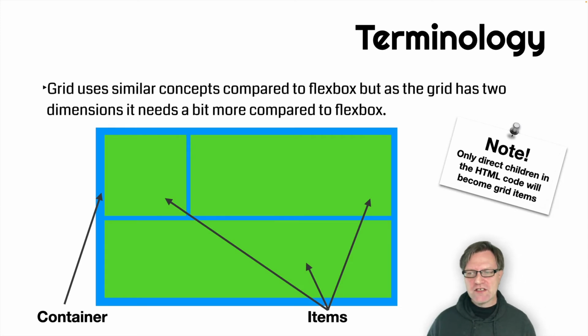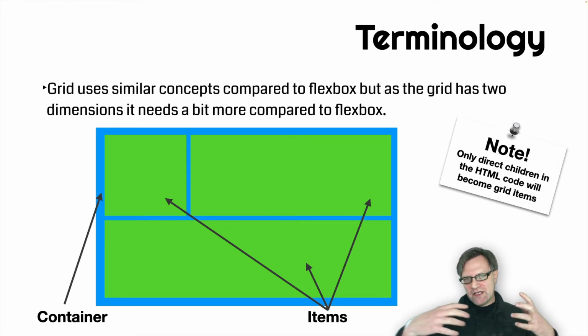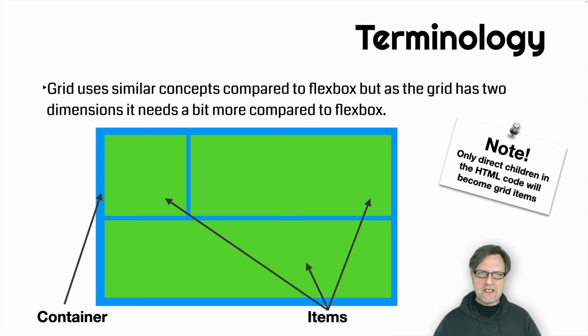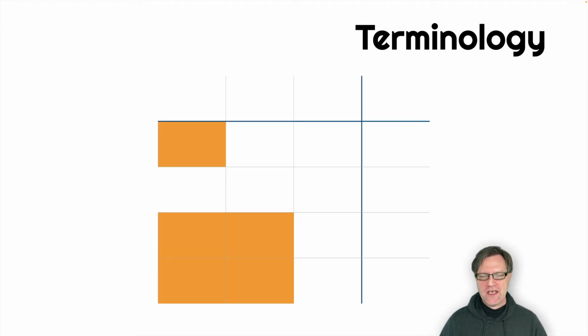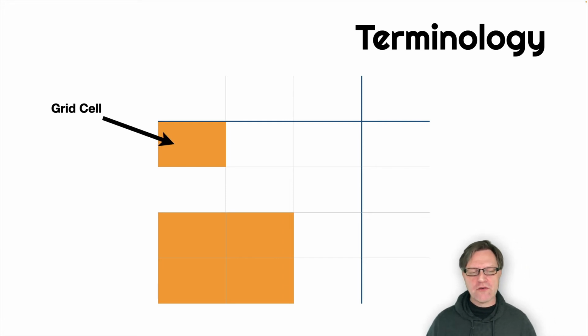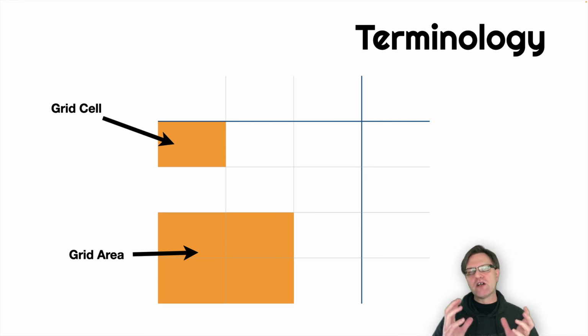So what is the terminology in the grid? Well, it is kind of similar to a flexbox, because you have a container, and here you have a grid container instead of a flexbox container, and then you have the grid items, and the items are the direct child of the container element. So we also have a little bit other terminology. We are talking about a grid cell, and that is one cell in the grid. If you have something that spans more than one cell, well, that is called a grid area. So that is one or more adjacent cells.